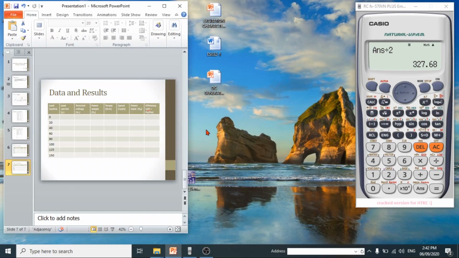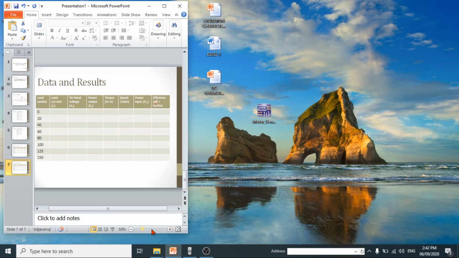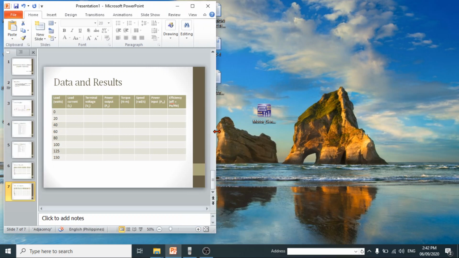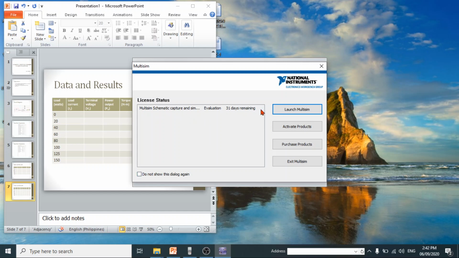So assuming that you have saved the circuit from the previous activity, we open it. If this is the first time you open Multisim, the validity of the installed software will be 7 days. Then you will be asked to extend the activation of Multisim.